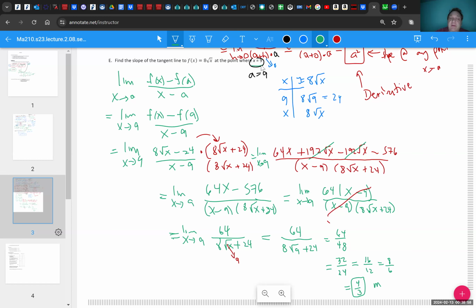All right, so those are a whole bunch of examples and background information about using the difference quotient to find the instantaneous rate of change, aka the slope of the tangent line, aka the derivative at a point.